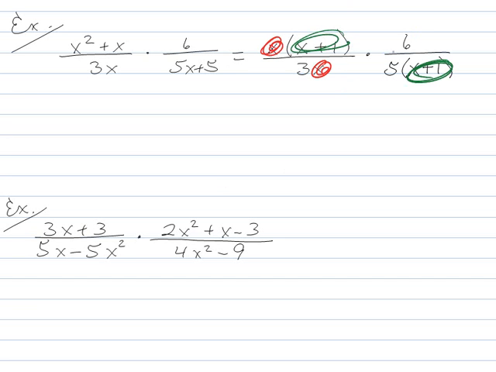Finally, I have a 6 and a 3. I know that 6 divided by 3 is 2. So actually, basically everything cancels out. The only thing I have left is a 2 on the top and a 5 on the bottom. So 2/5.